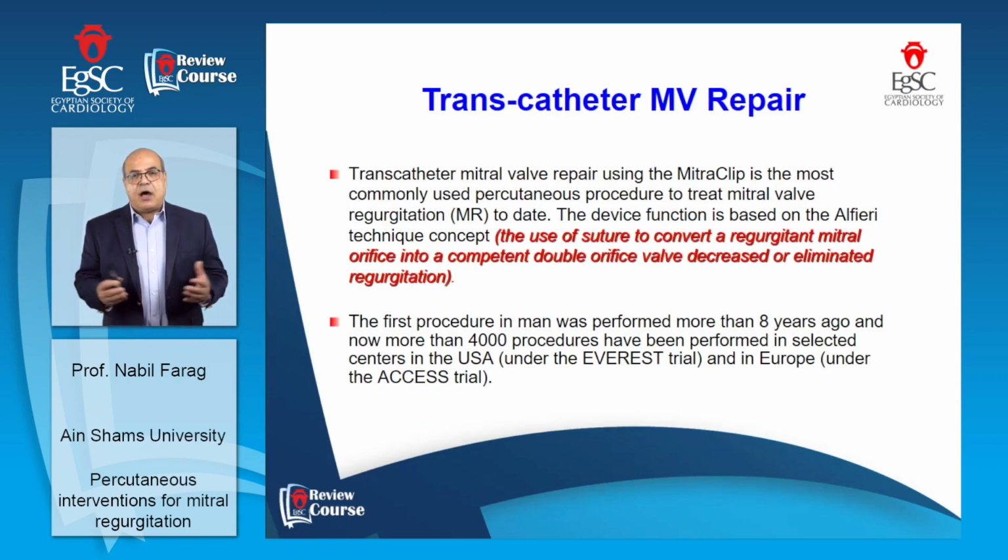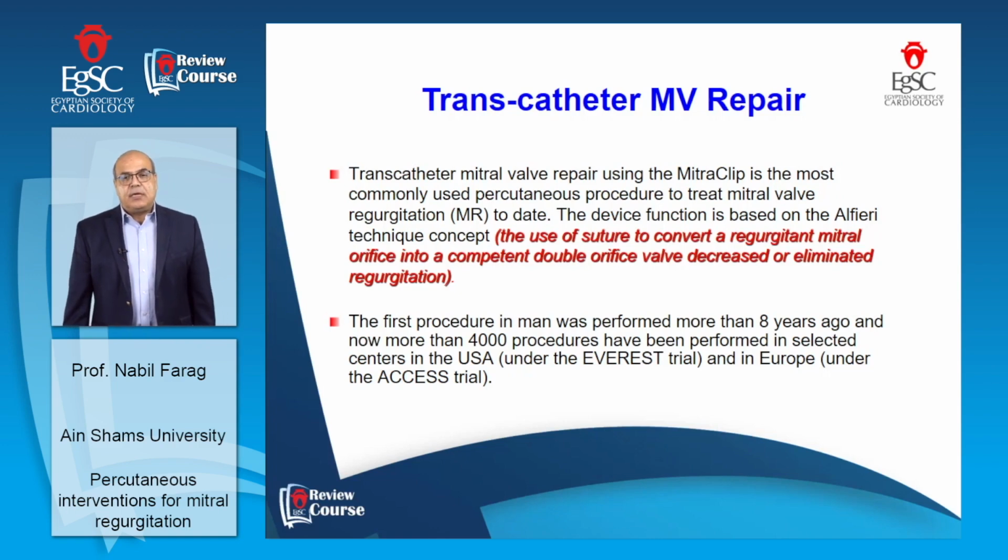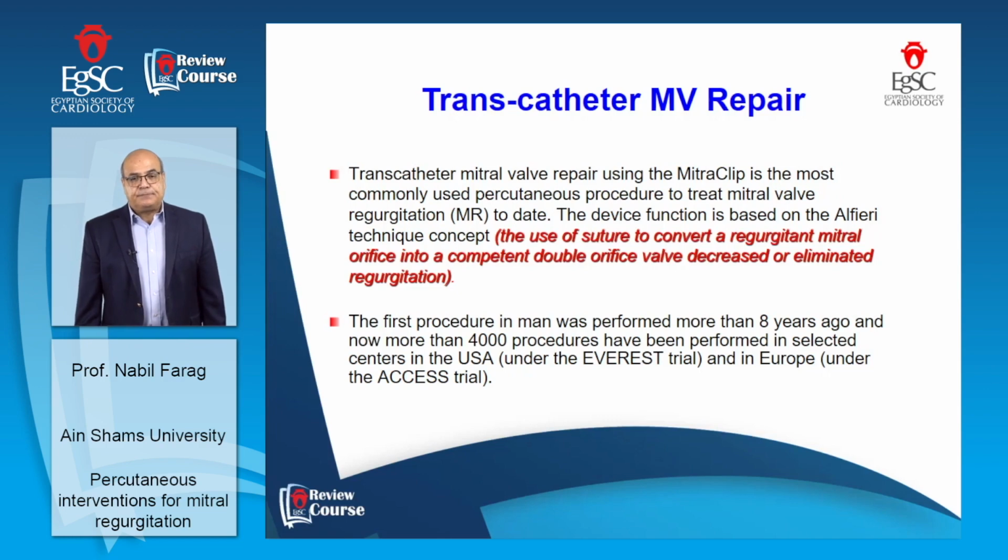Rapidly, the idea behind this, actually, you are changing the one orifice of the mitral valve into a double orifice, like what Alfieri did surgically. This is exactly like the Alfieri technique, which is done through a surgical approach. The use of suture to convert a regurgitant mitral orifice into a competent double orifice valve decreases or eliminates regurgitation.